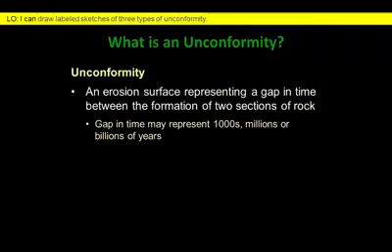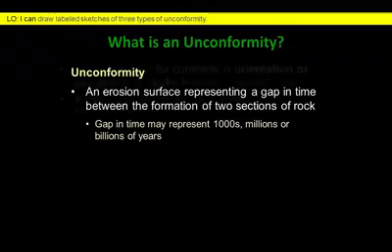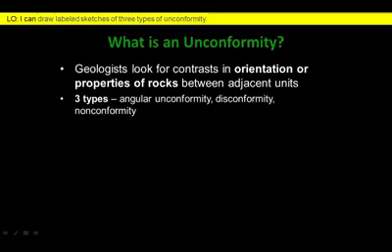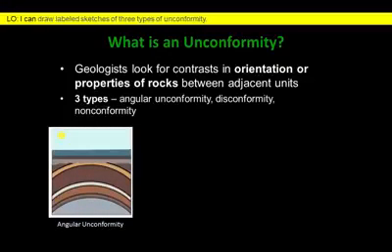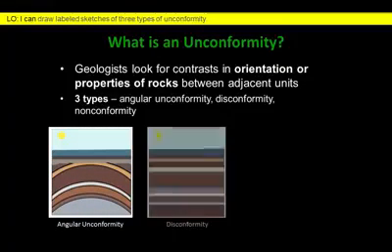So what exactly is an unconformity? An unconformity is an erosion surface representing a gap in time between the formation of two sections of rock. If rocks have been eroded away or were not formed in the first place, we have no way of interpreting what was going on at that time in Earth's past. Most unconformities are old erosion surfaces. We recognize them because the rocks above and below the surface have different orientations or different properties.